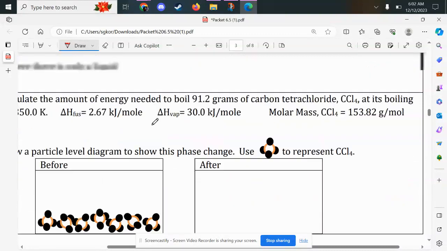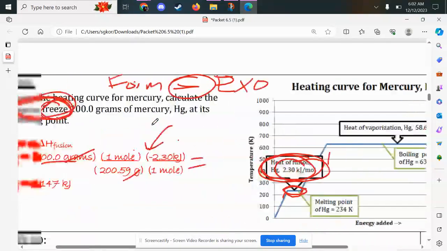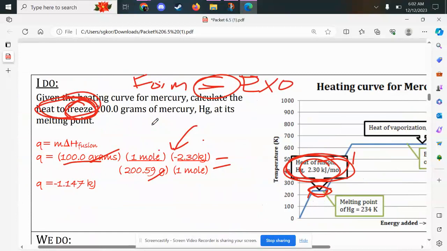No, I'm not pausing. But they could say, okay, instead of it being at its melting point, maybe it's above the melting point. Maybe it's at a higher temperature. Like, I don't know, let's say it's at 600. Well, now I need the specific heat of liquid mercury to solve this problem, because now I have an extra step.